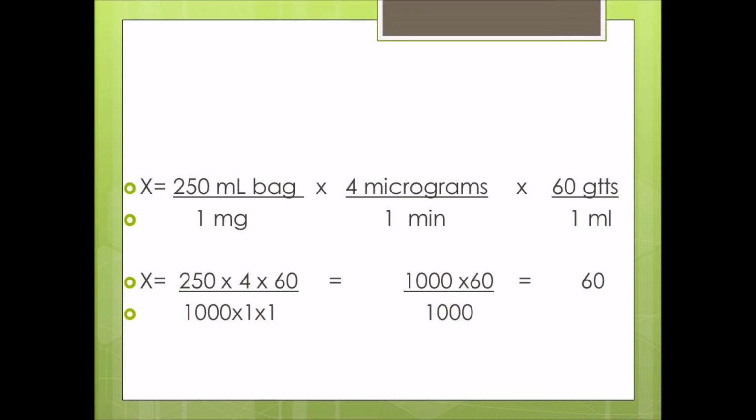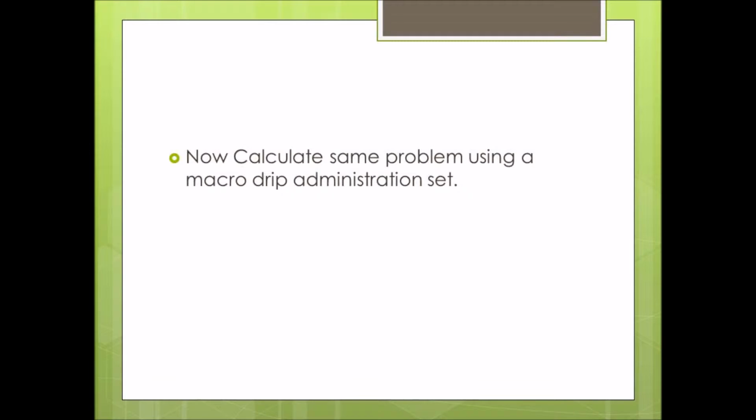Now 4 times 250 is 1,000. 1,000 divided by 1,000 is 1. So 1 times 60, therefore, is 60. So that leads us pretty easy to that answer. So hopefully you got this concept down.